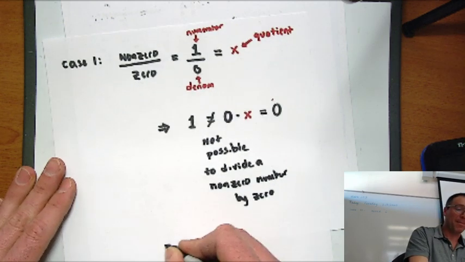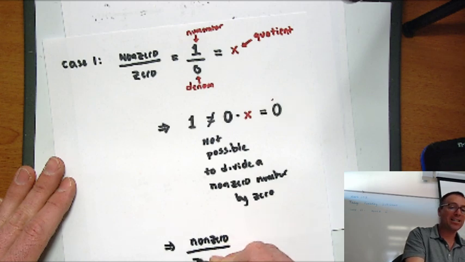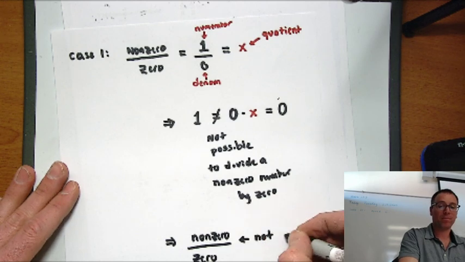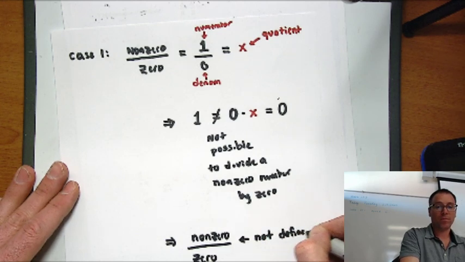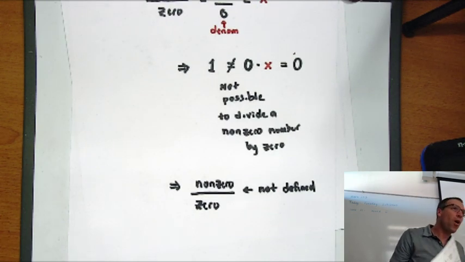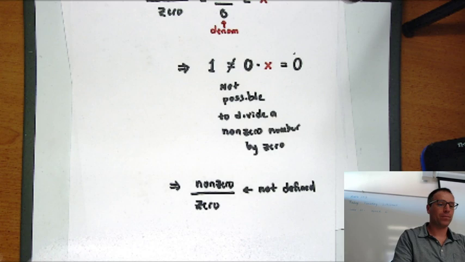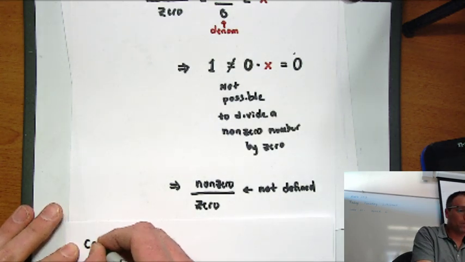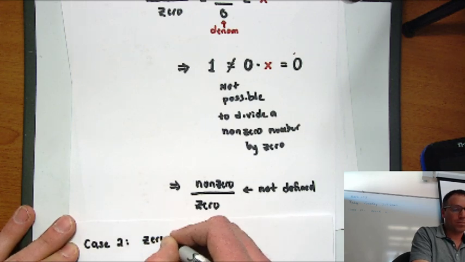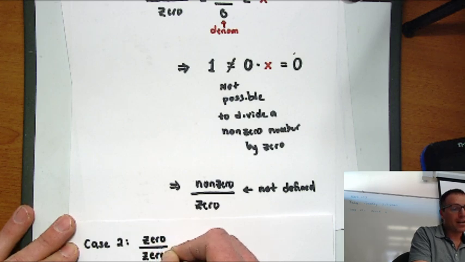So what does that mean? Anytime I have something non-zero on the top and 0 on the bottom, what do I say about that? Not defined. Okay, but that was just case 1, right? Could you guess what case 2 is? 0 divided by something, but not 0.